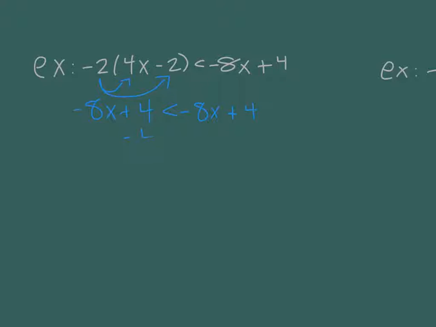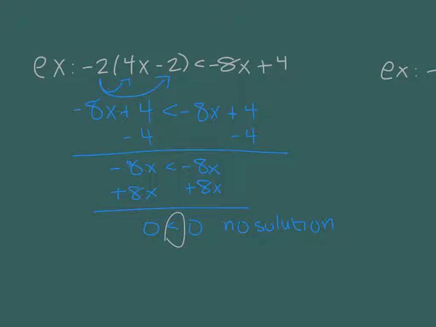So I'm going to subtract 4 from both sides. So I get negative 8x is less than negative 8x. And then I'm going to add 8x to both sides. And I get 0 is less than 0. This is no solution. And the reason why it's no solution is because 0 is equal to 0. It is never less than 0. So you have to watch the sign, because since it says less than here, we only want values that make it less than. But since there's nothing that makes 0 less than 0, because they are the same, there is no solution.